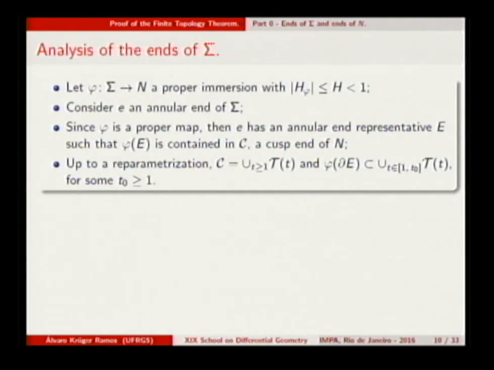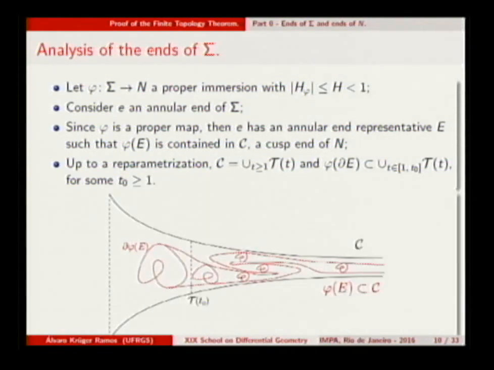So we assume that this end is immersed inside a cusp end of N, and just reparameterize this end by t bigger or equal to 1, and we assume that the boundary lies in a compact region between t equals 1 and t equals t naught. So this is the picture we have right now of one of the ends of the surface in the ambient manifold. And we want to prove things about this.